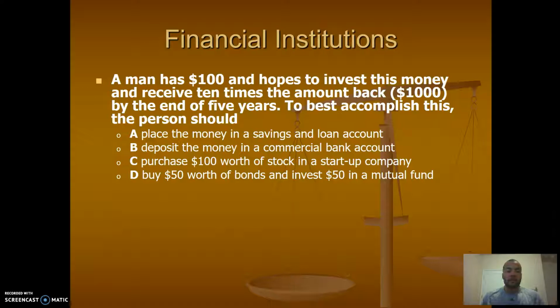So let's say a man has $100 and hopes to invest this money and receive 10 times the amount back, which is $1,000, by the end of 5 years. To best accomplish this, what should the person do? Should they place money in a savings and loan account? Should they deposit the money in a commercial bank account? Should they purchase $100 worth of stock in a startup company? Or should they buy $50 worth of bonds and invest $50 in a mutual fund? I'll give you a sec.